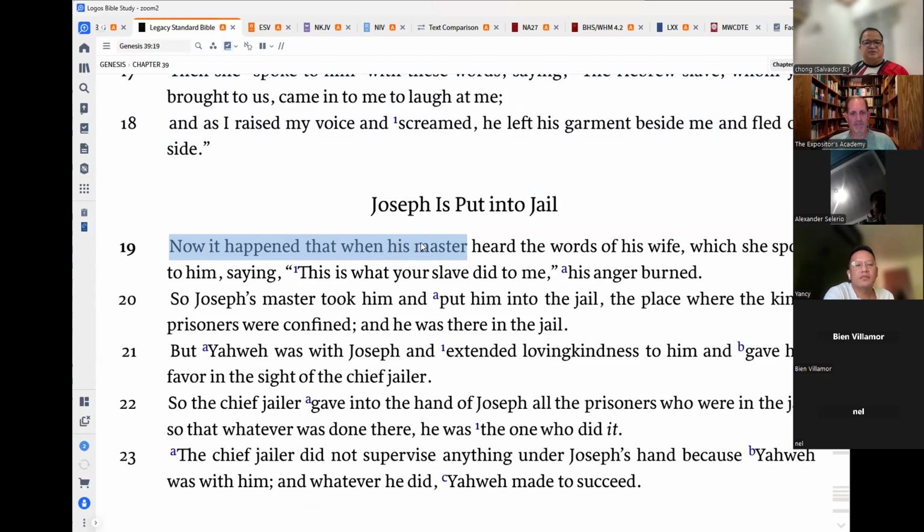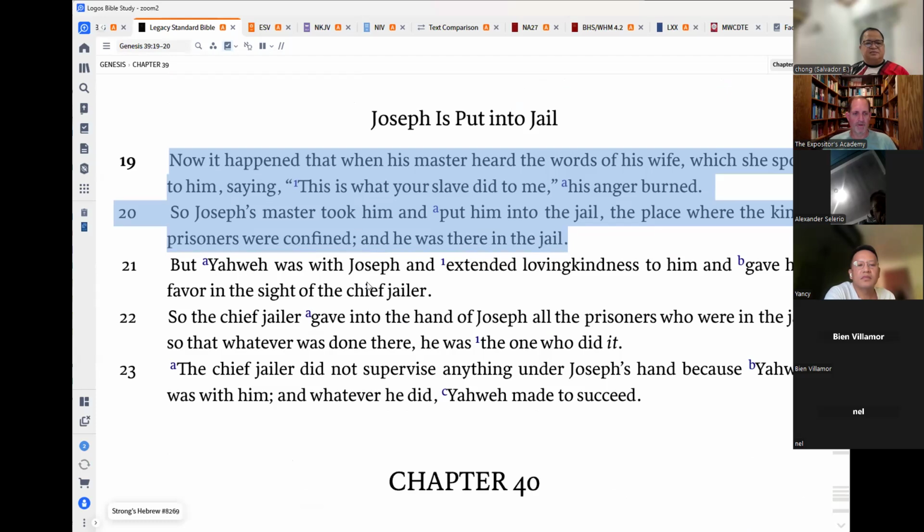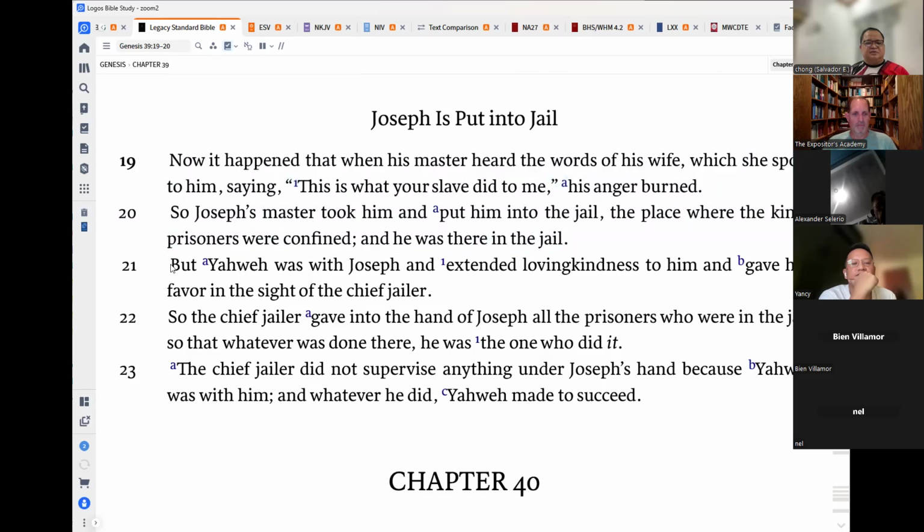His master gets angry, takes Joseph, throws him in jail, and Joseph ends up in jail. And then looks like what? Verse 21? Or even the middle of verse 20? He's taken to jail.